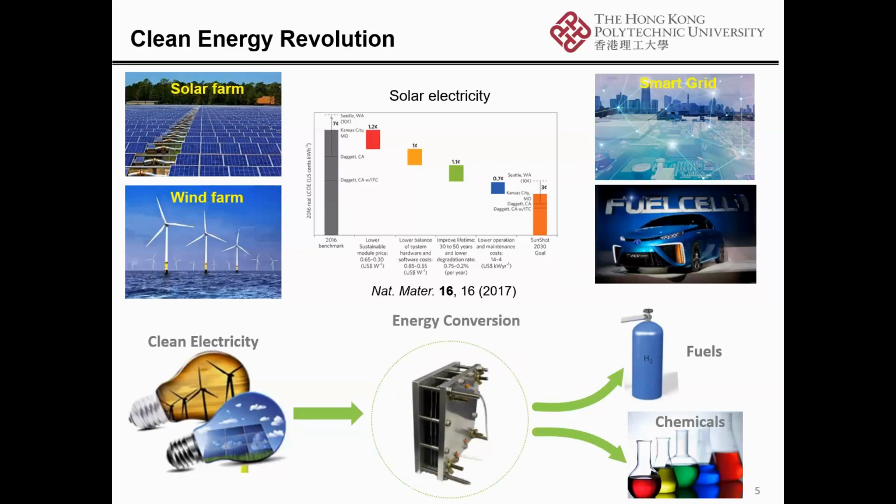But in our daily life, we cannot rely only on electricity because we also need some chemicals. We need hydrogen gas for driving something, or we need chemicals such as ethanol, methanol, or hydrogen peroxide. So how to convert the clean electricity to fuels? We need an energy conversion process to convert the electricity to chemicals.